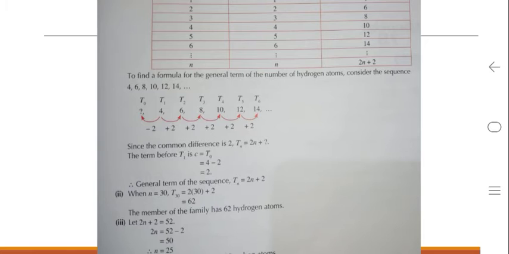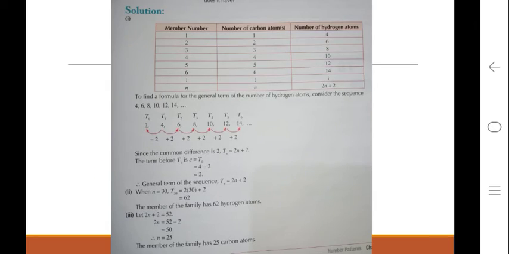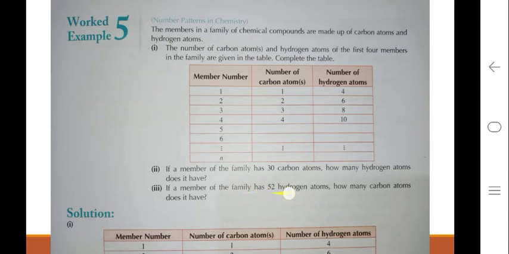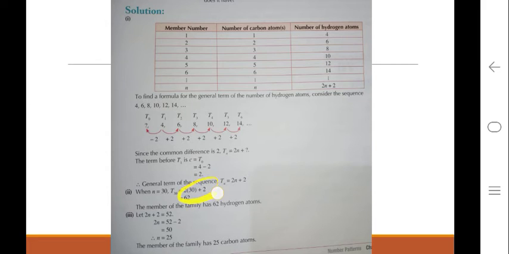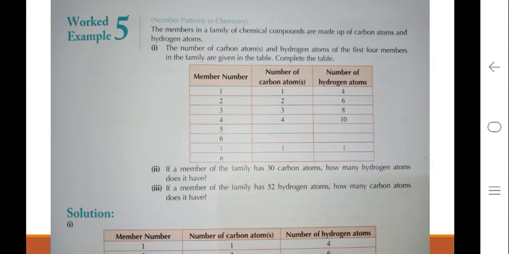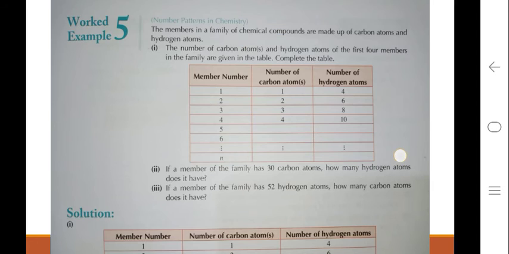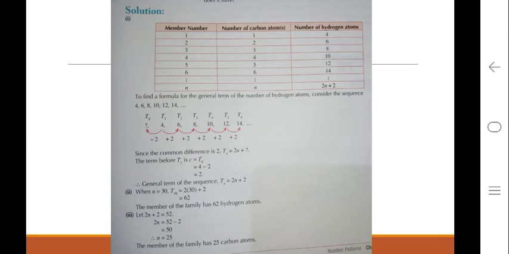After we find the formula, 2n plus 2, we can already answer this. The 30 carbon atoms means n is 30. 2 times 30 plus 2 is 62. And the hydrogen atom is 52. Now the answer is given. So 2n plus 2 equals 52, right? We need to find how many carbon atoms here, so we need to find n. It's 25. Just like that.